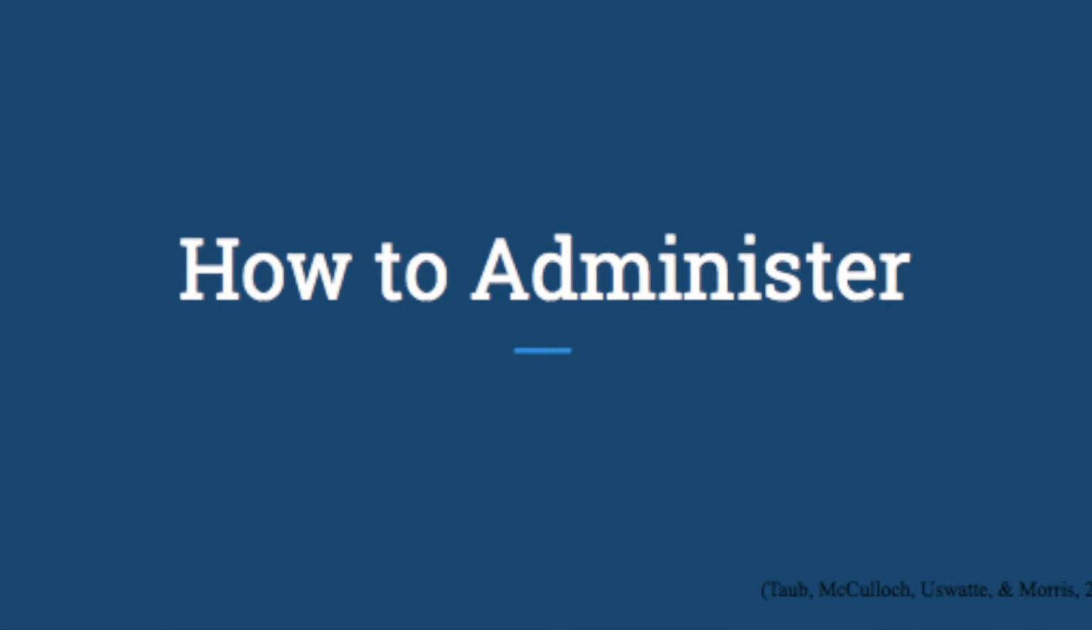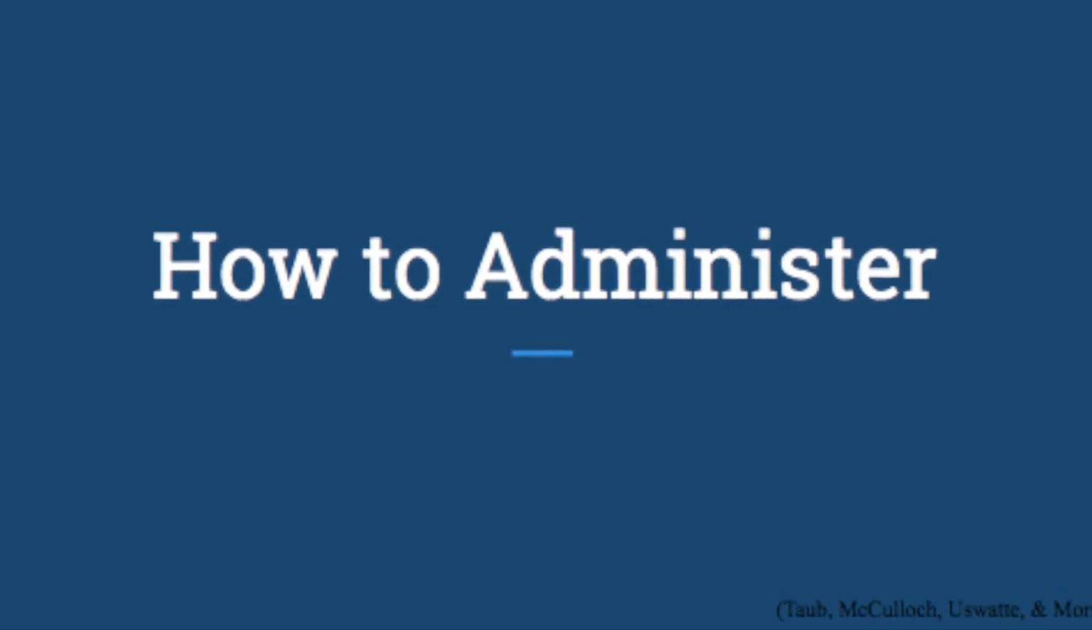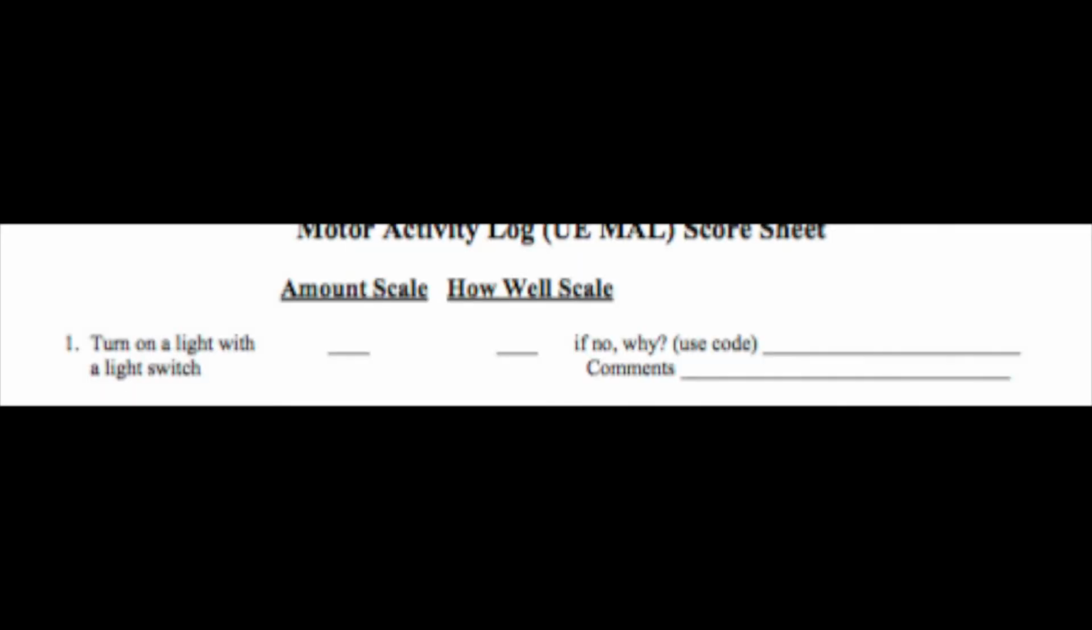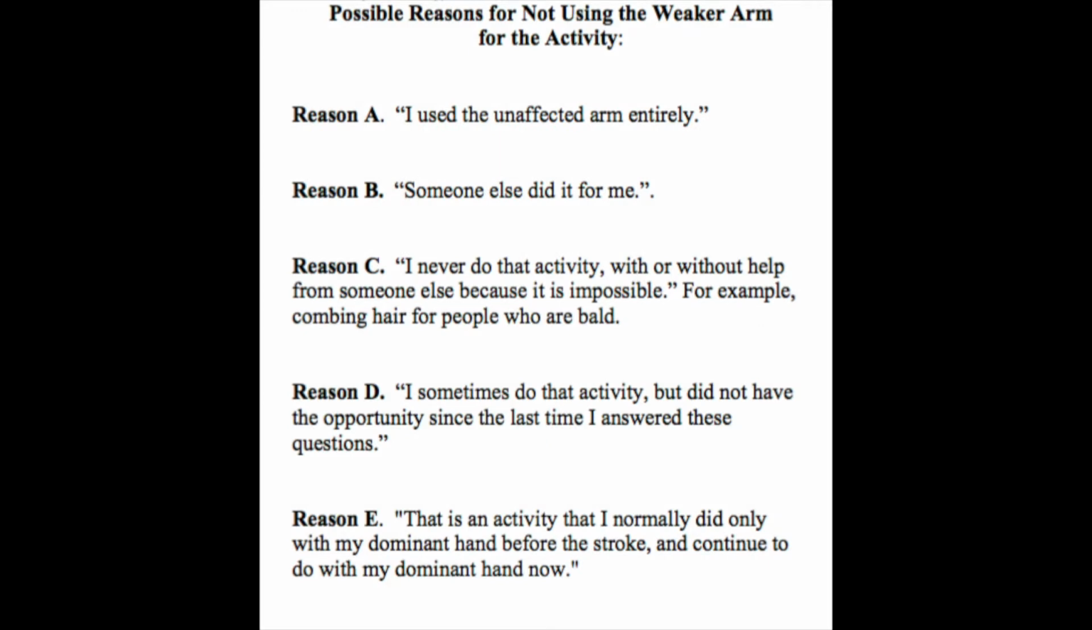Now we will discuss how to administer the motor activity log more specifically. So the first thing you're going to want to do is to inquire about the use of their more affected arm. You could ask, considering your activity during the past week, did you use your weaker arm to, and then state the activity. For example, turn on a light with a light switch. If the client responds no, you should ask why. There's a list of possible no responses.